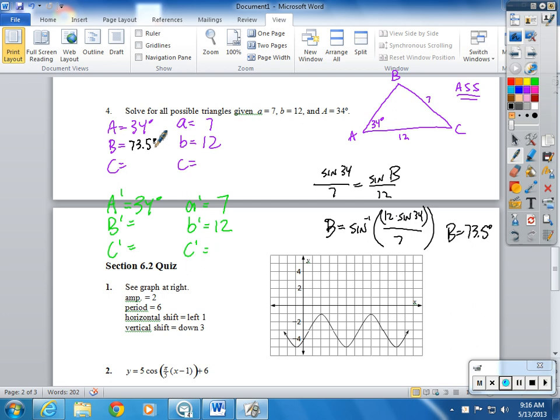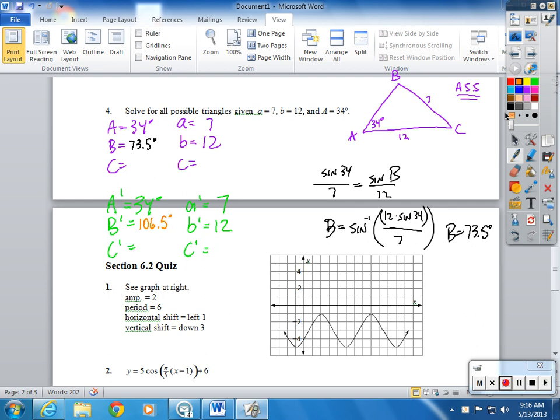Now, to get its alter ego, I take 180 minus that angle, and I get 106.5 degrees for my second case triangle. And then I just go and solve each of those separately.